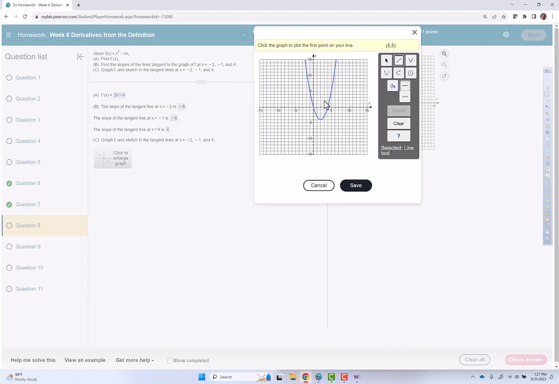I need the line tool. Negative 2, 12. So I'll put the point there, and I need a slope of negative 8. So I want to go down 8. So that'll be to negative 2, 4. Down 8 and over 1. So I've gone to the right 1, down 8. And that should be a tangent line.